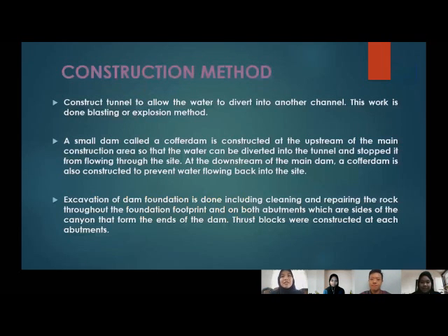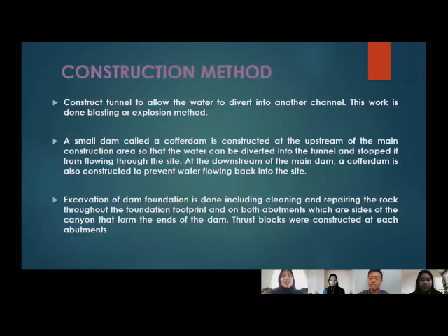First, a tunnel is constructed to allow the water to divert into another channel. This work is done by the blasting or explosion method. A small dam called a cofferdam is constructed upstream of the main construction area so that the water can be diverted into the tunnel and stopped from flowing through the site. At the downstream of the dam, a cofferdam is also constructed to prevent water flowing back into the site.